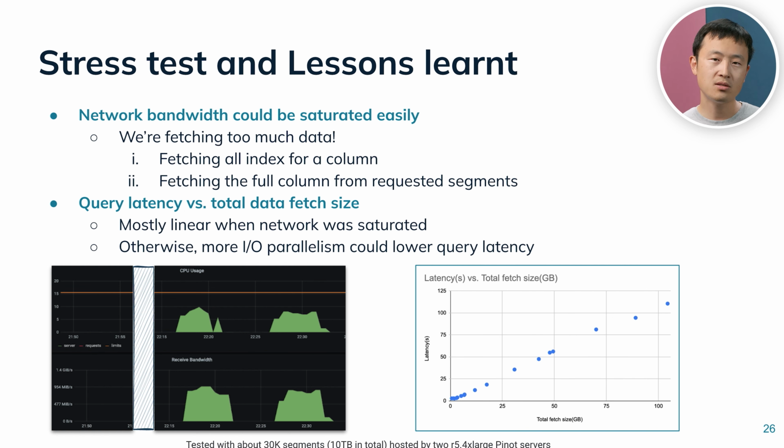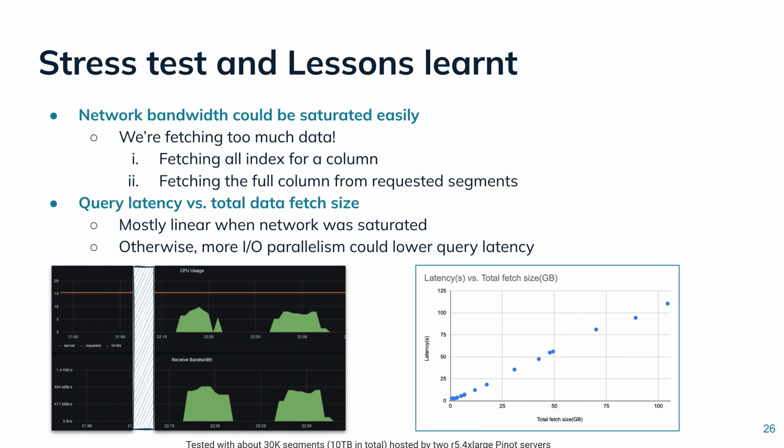Secondly, because of this network bottleneck, in general, the more data to fetch during the query execution, the longer the query would take, as you can see in the chart below. However, when the network was not saturated, the query latency was mainly determined by how many rounds of data fetches were done. So when the network is not saturated, we can try to increase the I/O parallelism to make use of those remaining bandwidths.